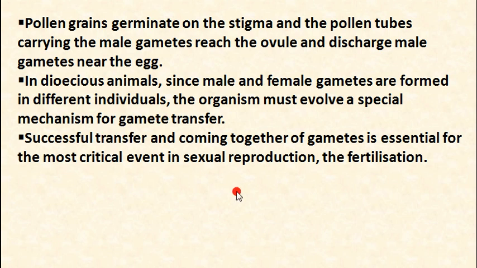Now successful transfer and coming together of gametes is a most critical event in sexual reproduction, the fertilization. Okay, now the successful transfer of male gamete to the female gamete and coming together of gametes is essential. As we know, this is a very important step. Now we will see the most critical, most sensitive and most important event in sexual reproduction is the fertilization. So here the fertilization is most important.